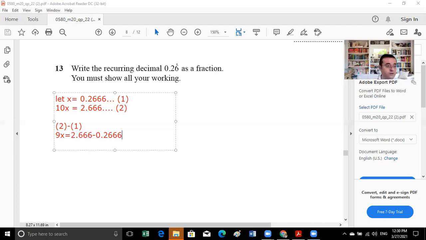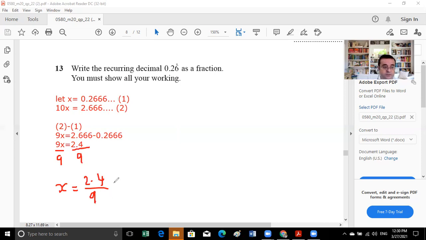What do you get? 9x equals 2.4. Are you with me? Yes. Okay, very good. So I go here and divide by 9. What do you get? x equals 2.4 over 9. Correct?